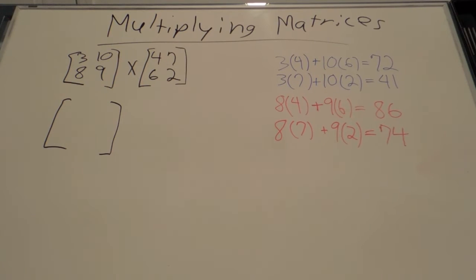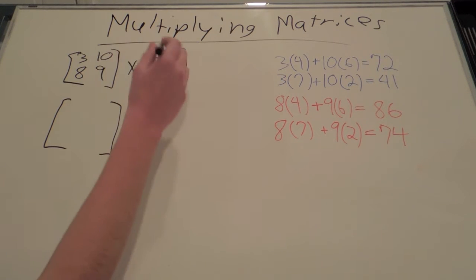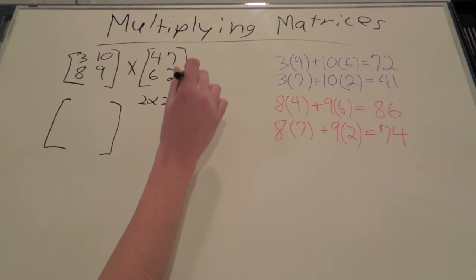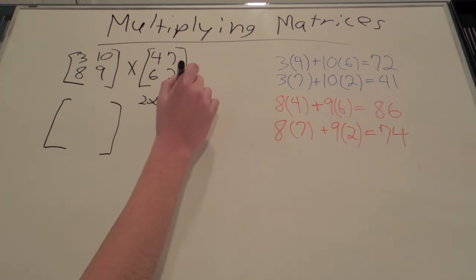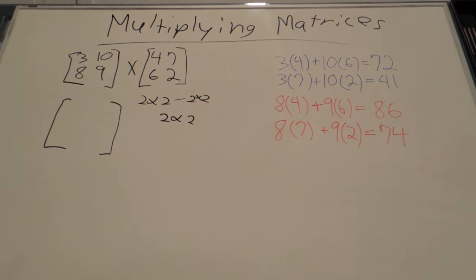Hello, I'm Rix, and this is how you multiply matrices. First, we need to find out if the matrices can be multiplied. Since these two are both 2x2 matrices, they can, because these two numbers match up, and the resulting matrix will be a 2x2 matrix as well.